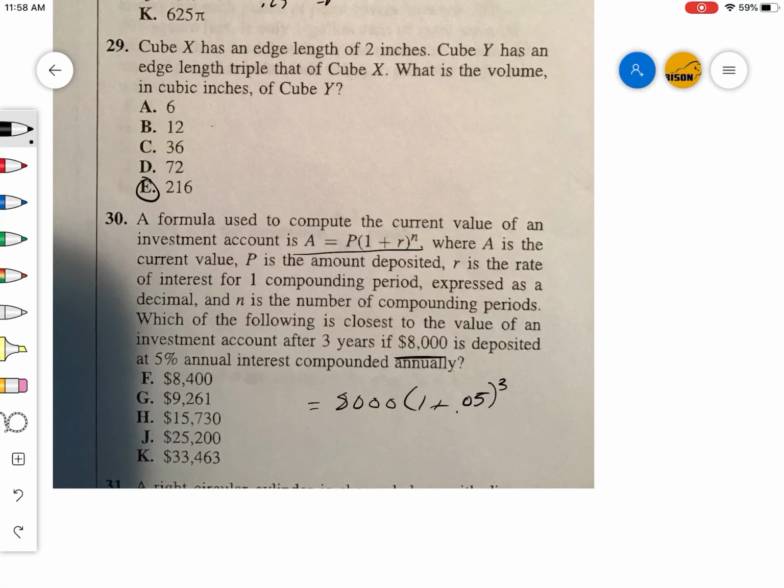So I'm going to do the parenthesis part first. So 1.05 to the third would give me 1.15, and then I'm going to multiply that by 8,000, which is 9261, which just so happens to be answer choice G.